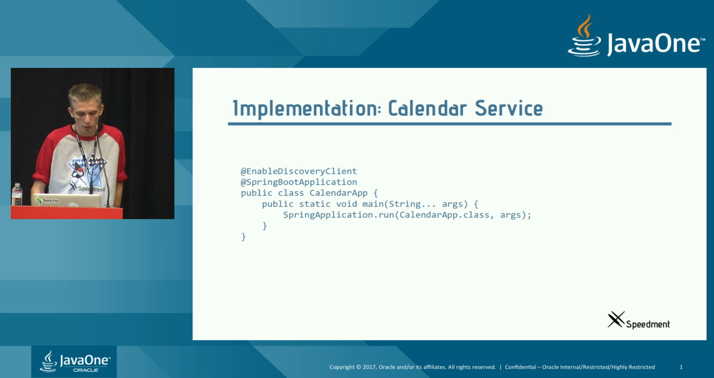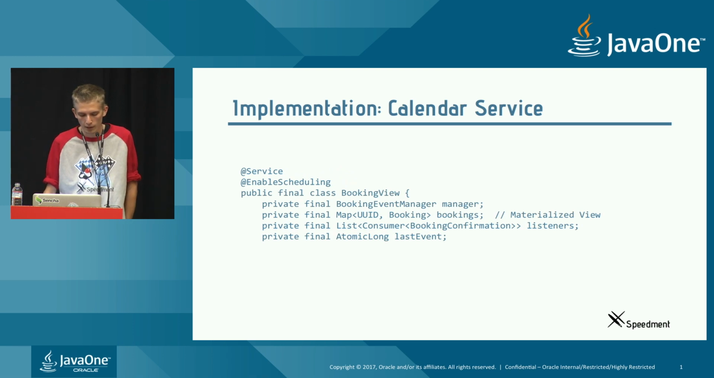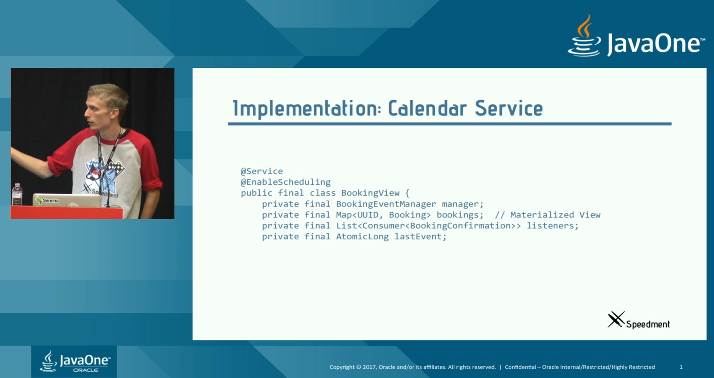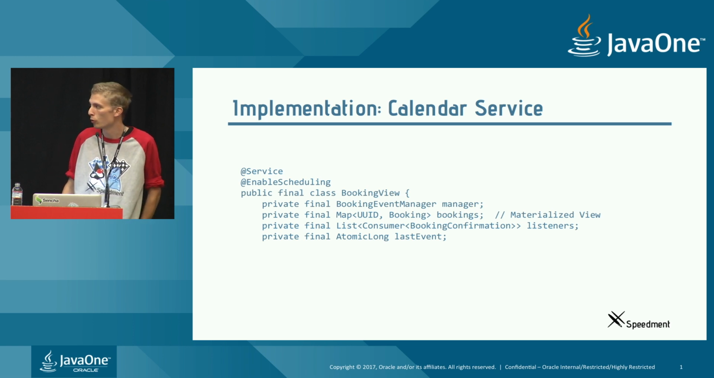The calendar service works similarly. We just enable Eureka and we enable Spring Boot. We then set up a booking view, which is going to be our materialized view. I use scheduling, so enable scheduling, and service to make it a Spring service. And then you can see here that the materialized view comes down to just a basic hash map, which maps from the UID to the booking.